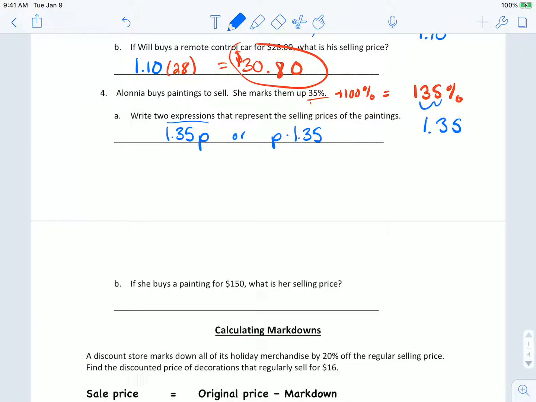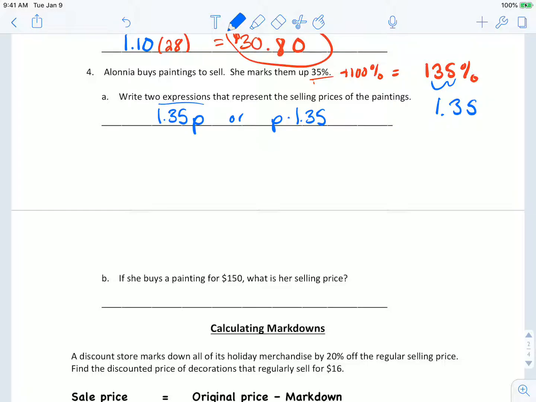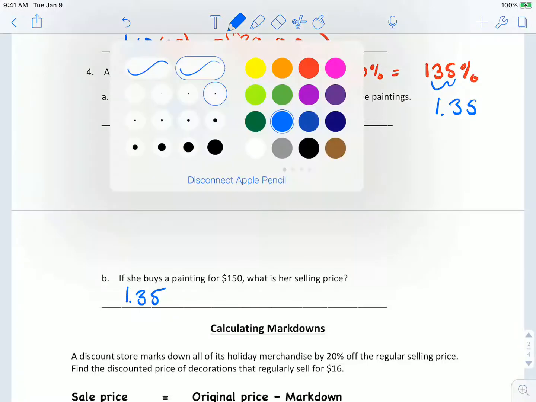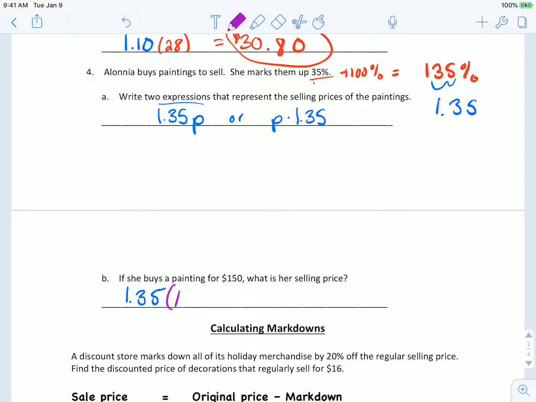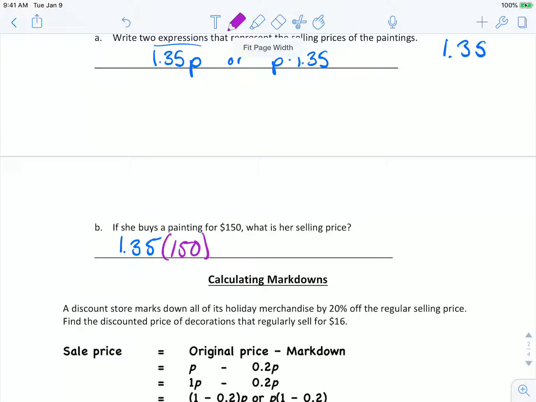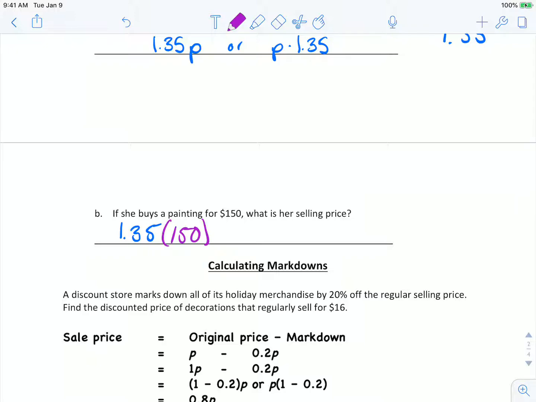Okay, so the part B jumped onto the next page. If she buys a painting for $150, what is her selling price? So I use this expression I just did. So 135% times 150. Now, you don't have to do the parentheses if you don't want to. You can do the dot. Doesn't matter to me. But it's 135% as a decimal times the painting. So should it be more than 150 or less than 150? More. Okay, so go ahead, type that in your calculator. If you're watching the video, pause the video, type in your calculator, round if you need to.